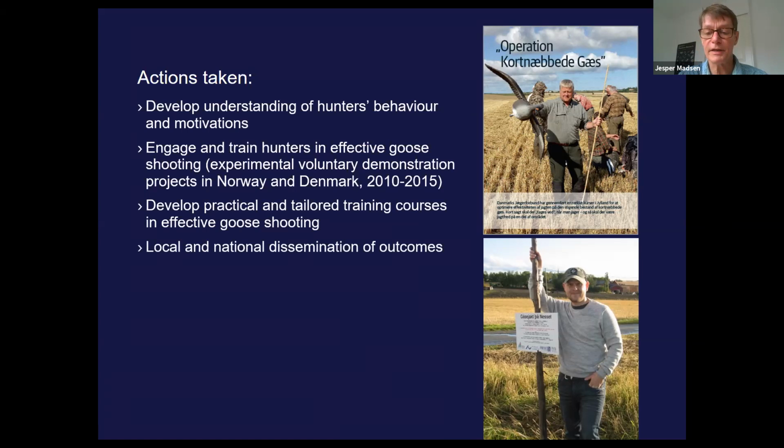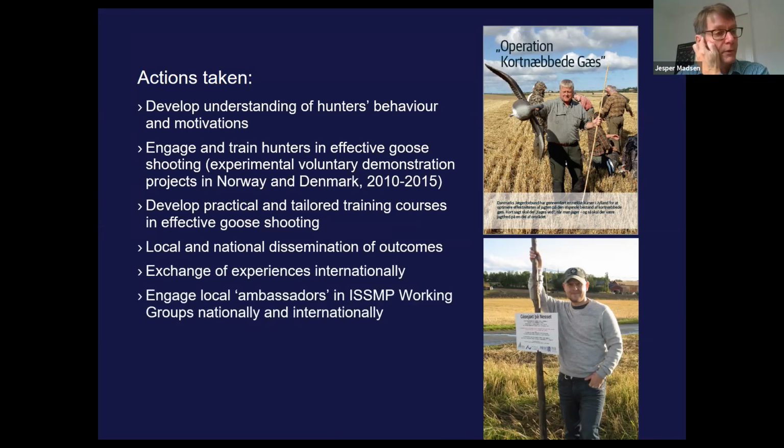And we made local and national dissemination of the outcomes of those initiatives. There has also been exchange of experiences internationally within the international working group for the management plan. What we also did, which has really been powerful, is that we engaged local ambassadors from these projects in the international working group and in the task forces, nationally and internationally, so that there would be feedback from the local experiences to the international working group, and also the other way around. And then we have been doing continued monitoring and awareness campaigns, at least until 2017, and in Norway it's an ongoing process.